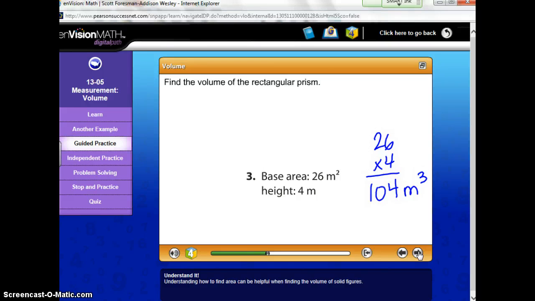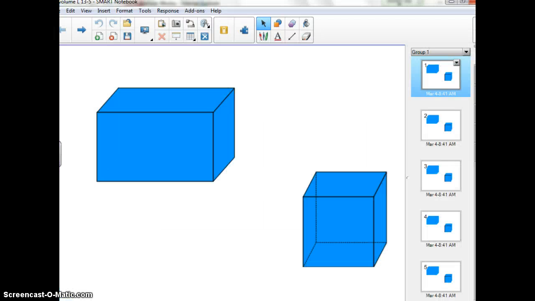So good work. Okay. I would like you guys to open up the notebook software, and I would like you to attempt to make me on screen 1 a rectangular prism and on screen 2 a cube. You can reuse these shapes, so don't erase them. I'm going to give you about 30 seconds to do that, to put in the following measurements.